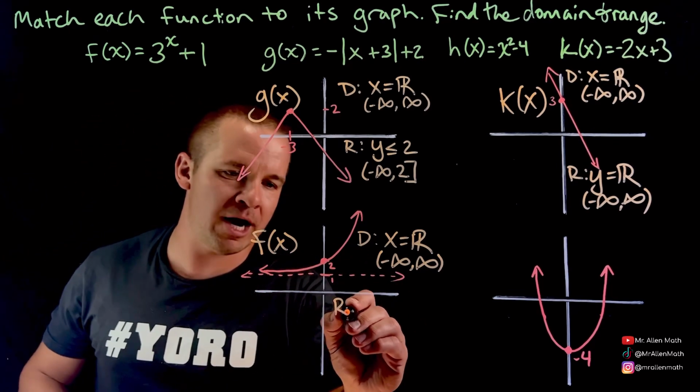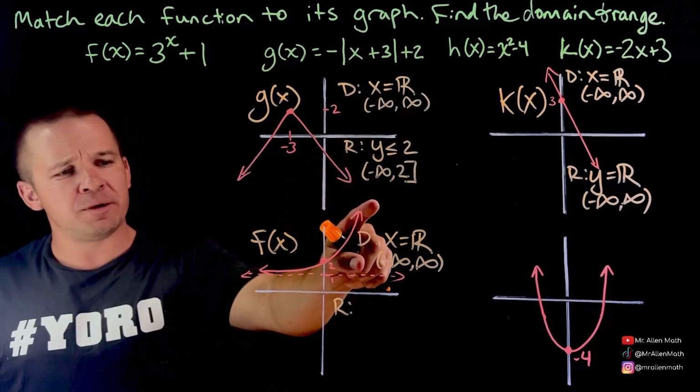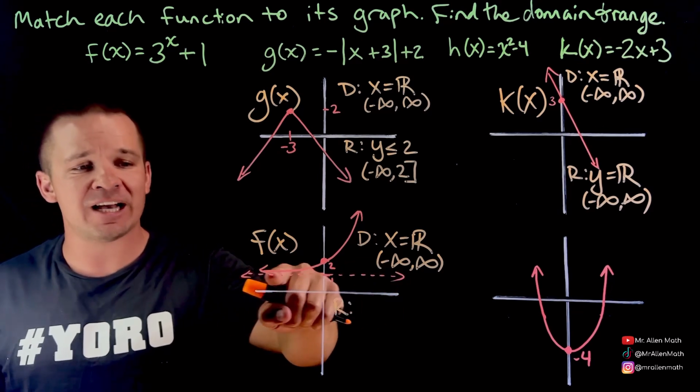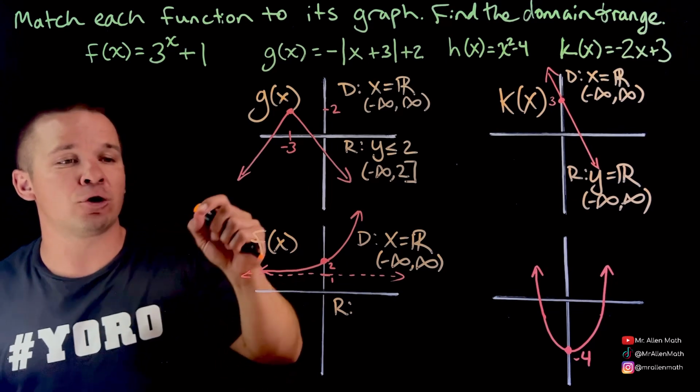Okay, range. Range be our y values. How low does this thing get? Well, it appears to be approaching what's called an asymptote here at y equals 1. That asymptote is y equals 1, okay? This graph just keeps getting closer and closer and closer to it, but never quite gets there.